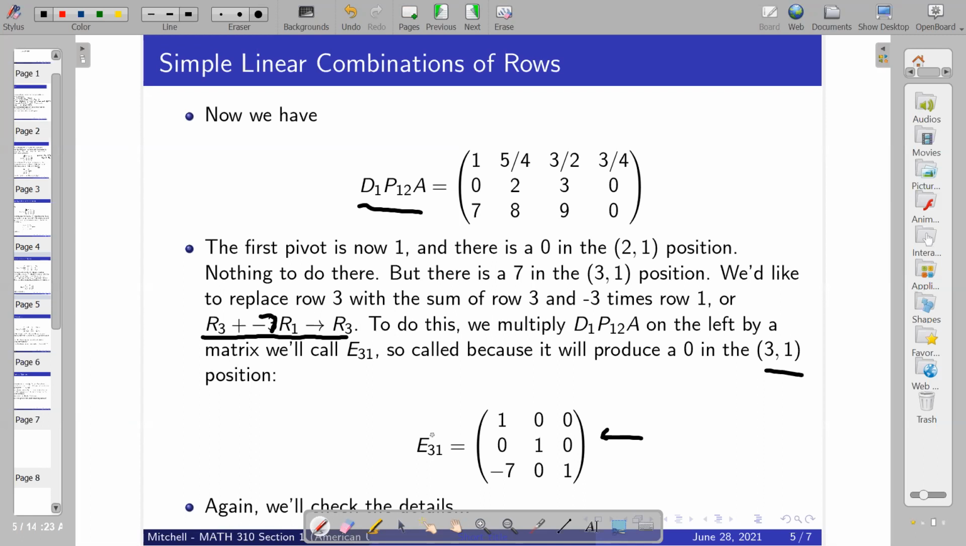So, try this one as well. Again, take a few minutes to work out what left multiplication by E31 does to that product. And in a way, these are the three main elementary matrices that we're going to be dealing with: permutation matrices, matrices which multiply a row by something, and then this last matrix, which produces a 0.